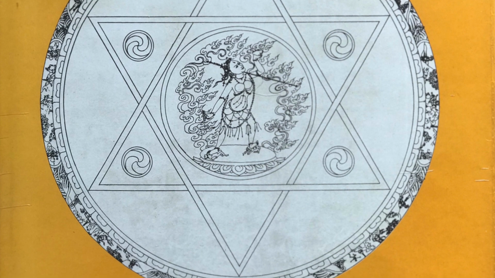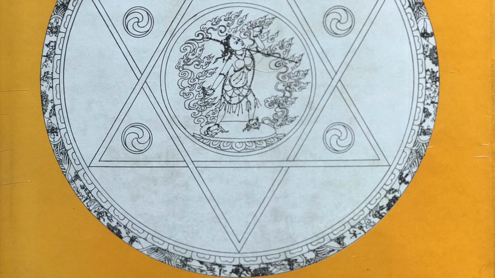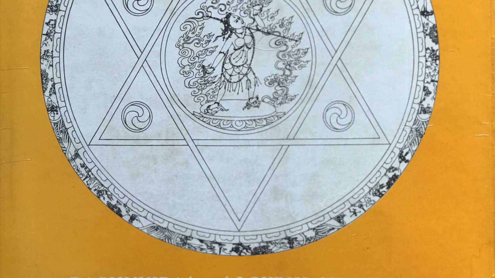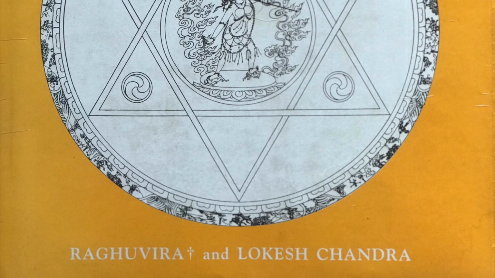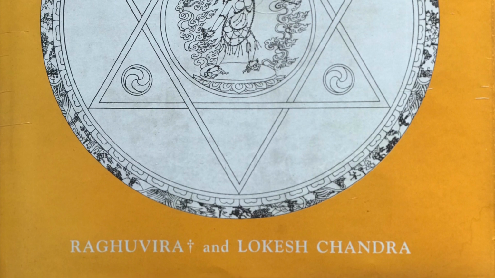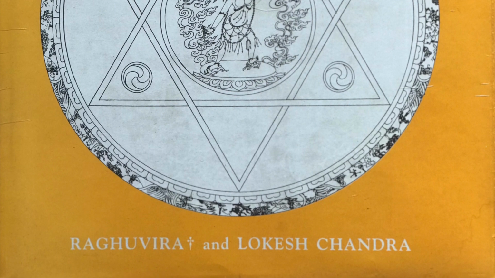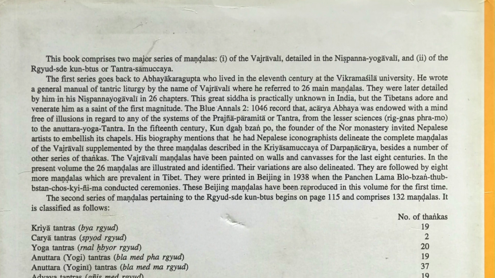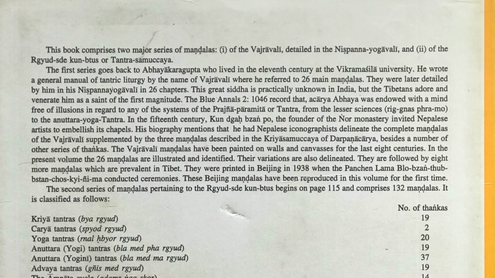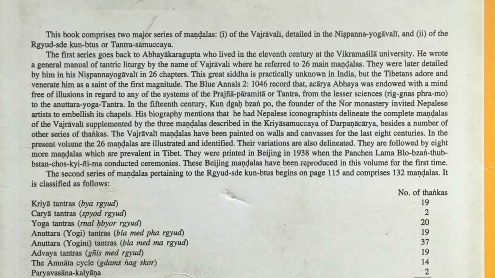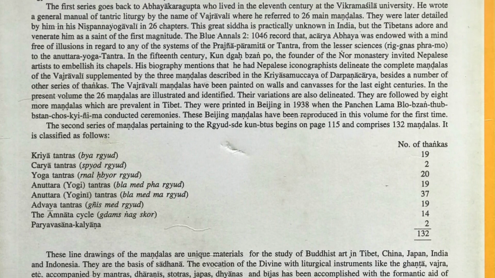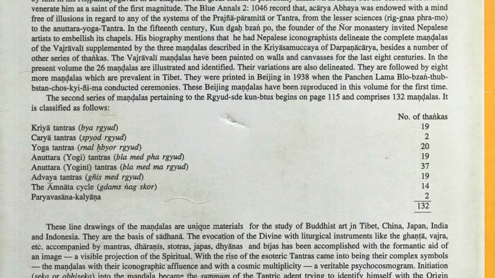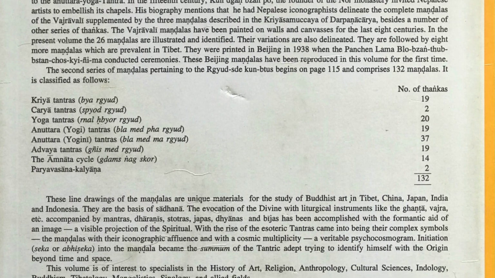It's not a very large book. It's quite thin, actually, and it's fairly easy to acquire out of Indian bookshops, booksellers. So this book gives both images of the mandalas of the Vajravali and the Tantra-samuccaya, but it's also listing out the deities as they appear.